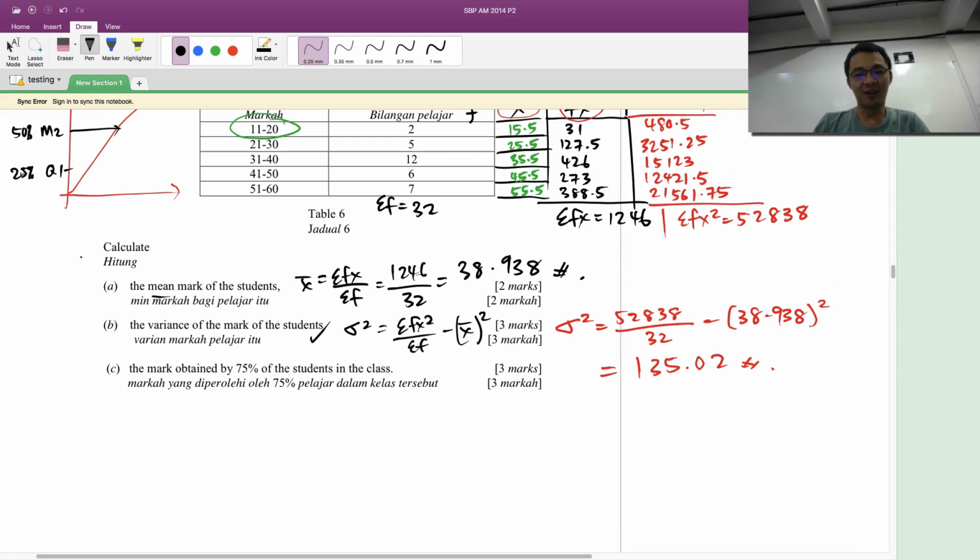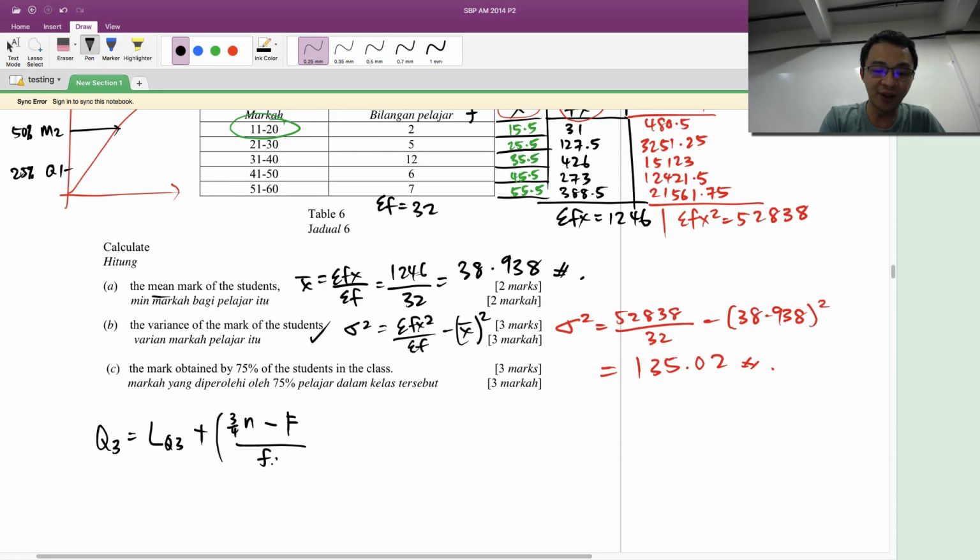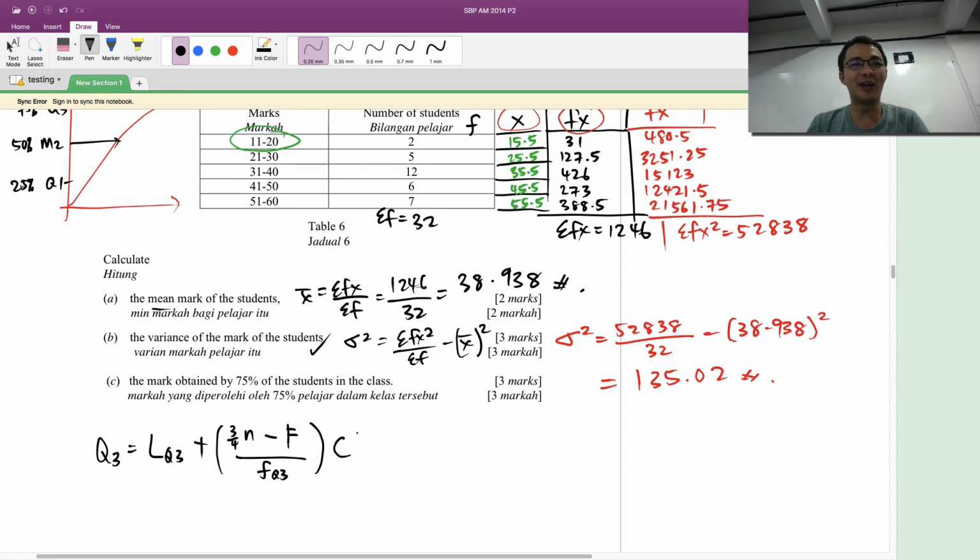So yeah, the formula is very long. First thing is, I'm going to call it Q3 because they will ask for 75%. So first thing is the lower boundary of the third quartile, the lower boundary of Q3. And then plus this one over here, because it's the third quartile, it's 3 over 4 multiply n, minus the cumulative frequency before the third quartile class, divided by the frequency of Q3, and then multiply with the class size. Okay, I think you do not know what I'm saying.